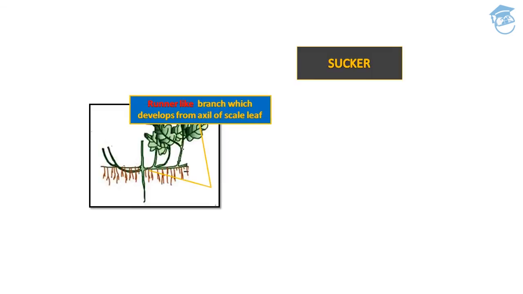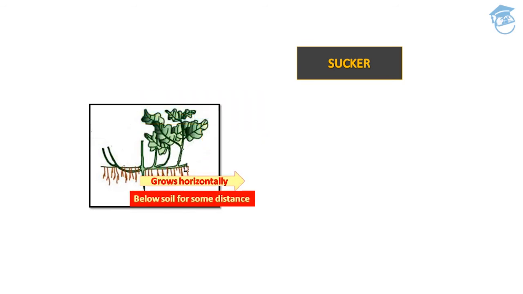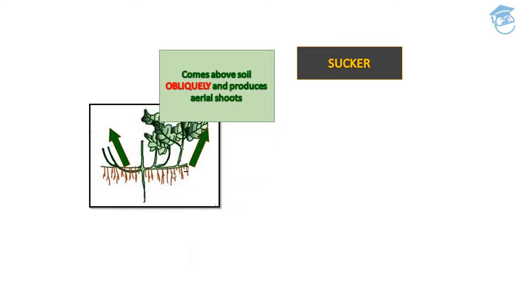Then comes sucker. They are runner-like branches which develop from the axil of scale leaves. See, these are the scale leaves and these are the adventitious roots. This sucker grows horizontally below the soil for some time, then comes above the soil obliquely and produces aerial shoots. See, this is the aerial shoot, which after it migrates from underground, then comes above.